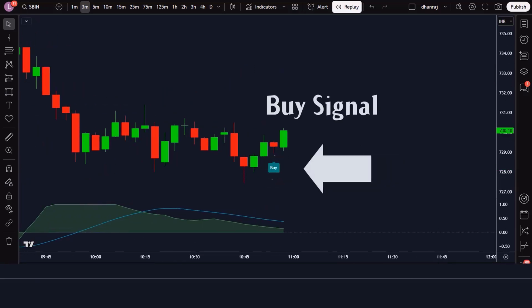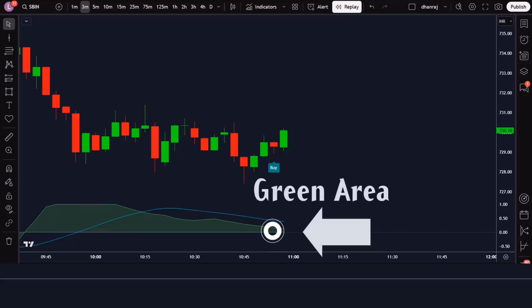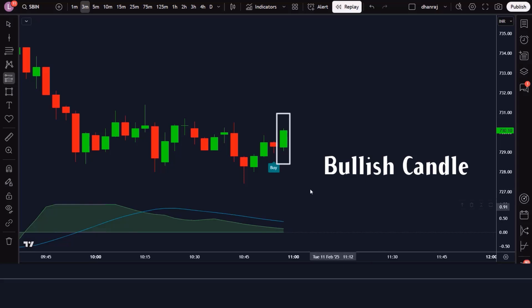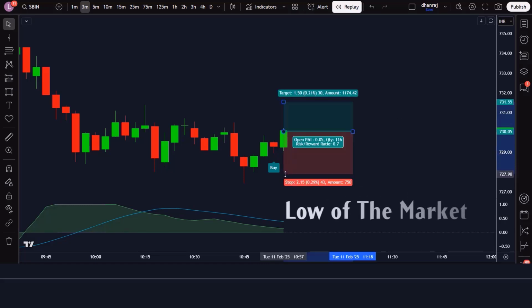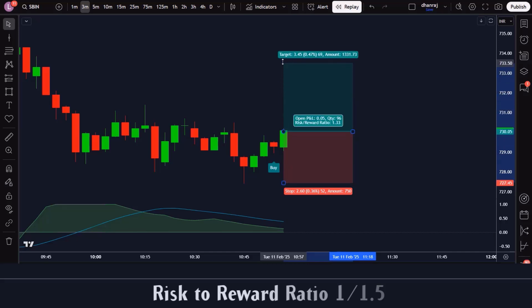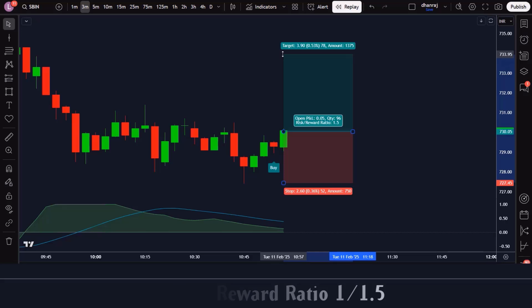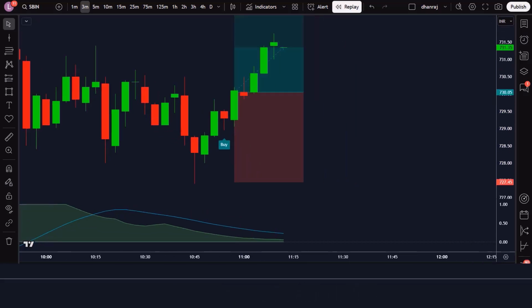Here the Black Trend Trader Indicator gives us a buy signal. Here the Price Volume Trend Oscillator Indicator is in the green area. Here the market has made a bullish candle to give confirmation. So all our conditions are being fulfilled, so we are placing an order to buy. Our stop loss is to be placed at the low of the market, and the risk to reward ratio will be 1:1.5. Let's see what happens to our trade.